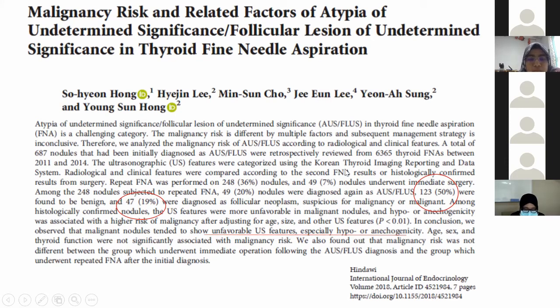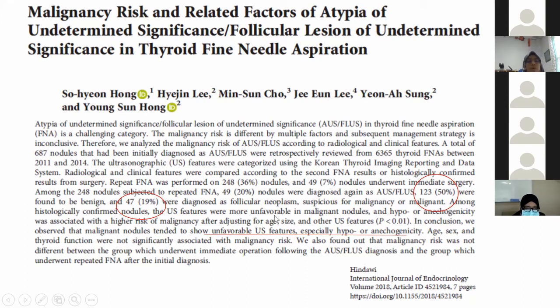Out of this, some of the cases they repeated FNAC and also reported as FLAS, and some of these they correlated with the surgical resection, histologically confirmed nodules. So basically, the data really correlates with the usual findings reported in the literature, whereby of resected FLAS cases about 50% were found to be benign, and about 19% were found to be follicular malignancy. And they found there is a strong correlation with the nodules that are malignant.